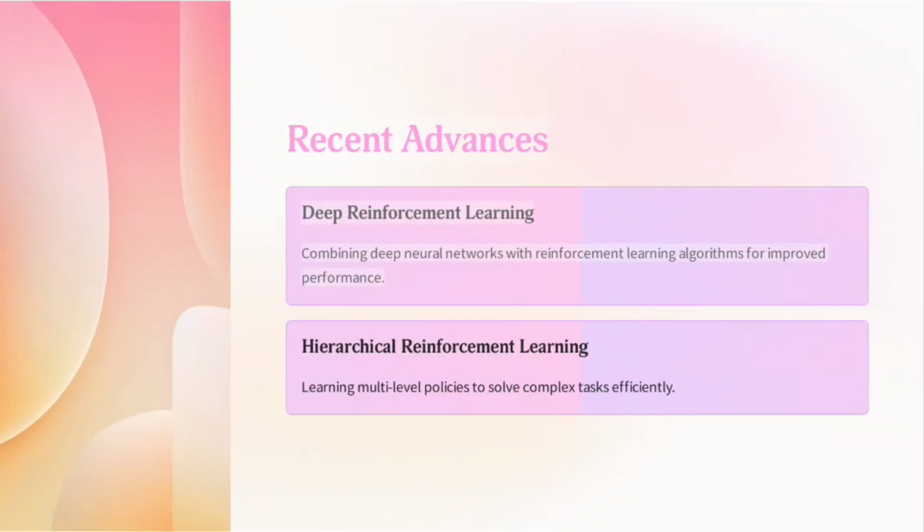Recent advances. Deep reinforcement learning: combining deep neural networks with reinforcement learning algorithms for improved performance. Hierarchical reinforcement learning: learning multi-level policies to solve complex tasks efficiently.